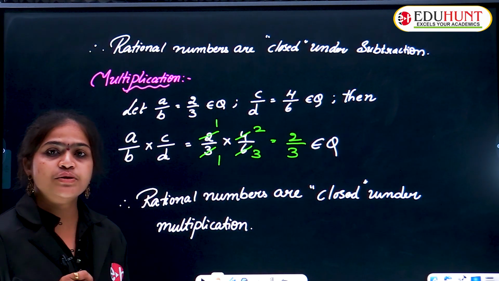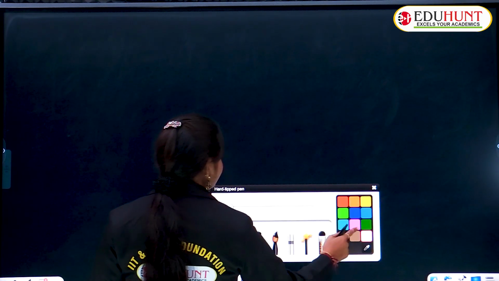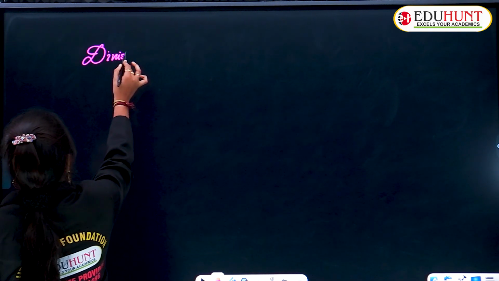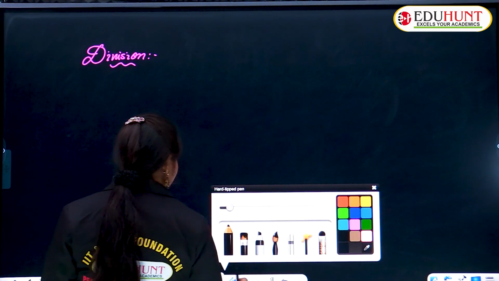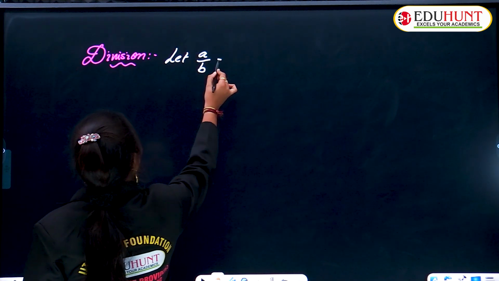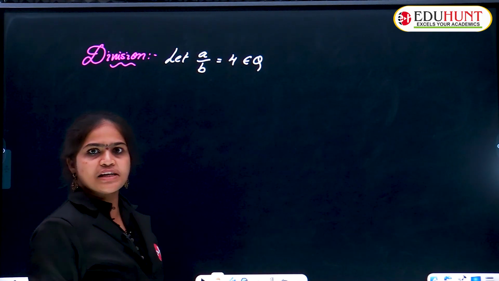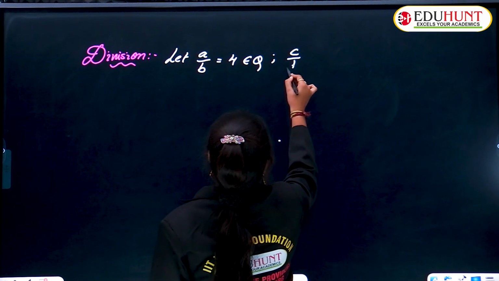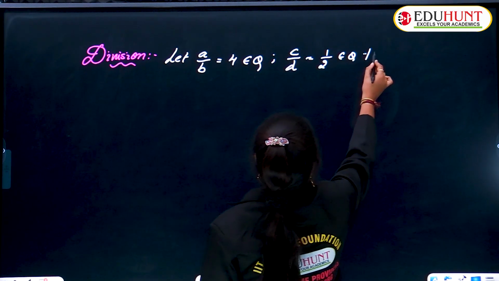Next, what is the last fundamental operation, ma? Division. Okay. Fourth fundamental operation, division. Now check for the division. Let a by b equal 4. Is that a rational number or not? Of course, 4 is a rational number, 4 by 1. Okay, 4 is a rational number. c by d equals 1 by 2. That is also a rational number.